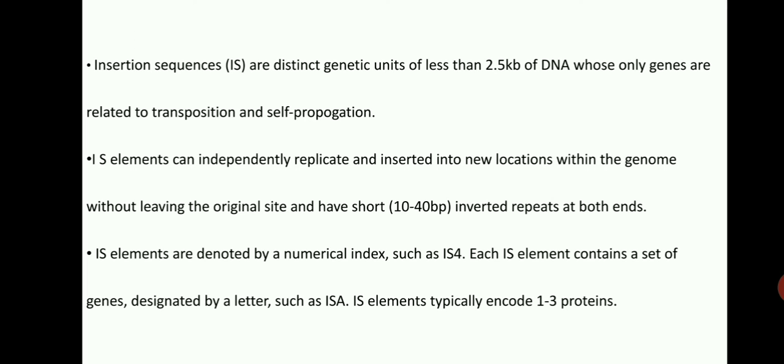Some of the IS elements of E. coli that have been identified and sequenced are IS1, IS2, IS4 and IS5. Here IS elements are denoted by a numerical index such as IS4; this number is according to their discovery. Each IS element contains a set of genes that are designated by letters also, such as ISA, and the IS elements typically encode 1 to 3 proteins that contain the translocase, resolvase or the transposase.